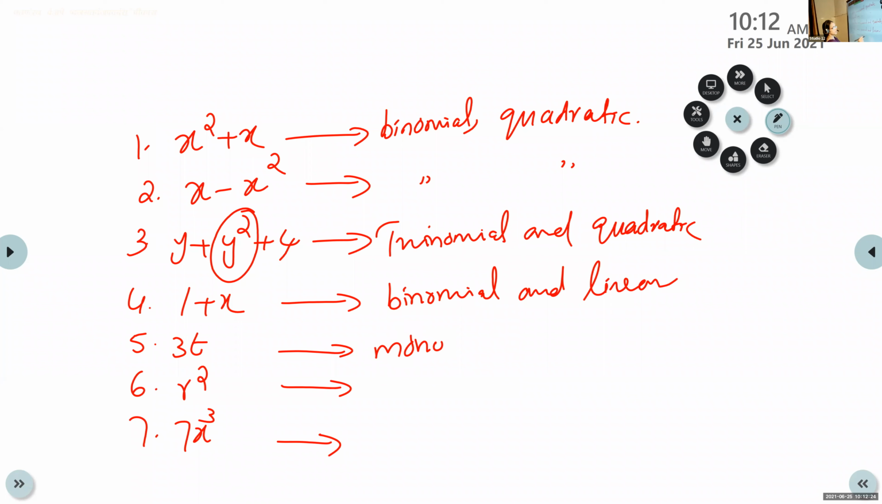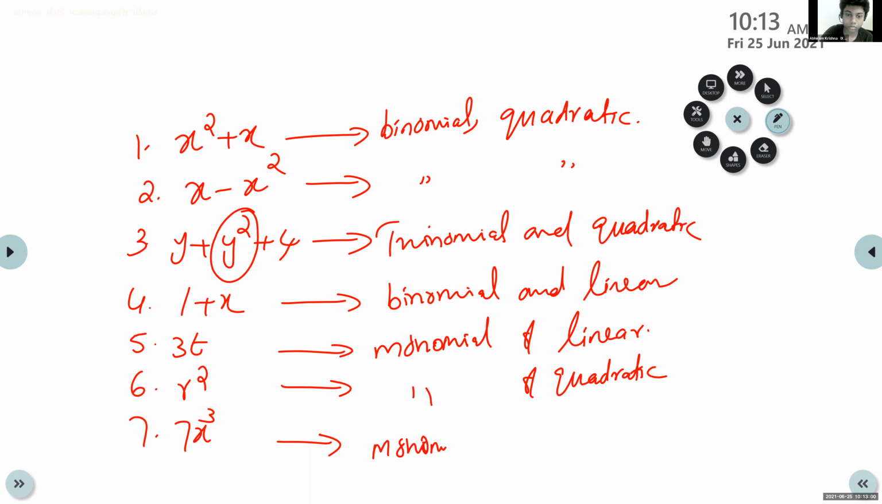Amaljit. Monomial and linear. Okay. Monomial and linear. Amaljit, next one. Quadratic and monomial. Monomial and quadratic. Monomial and quadratic. Last one. Cubic and monomial. Monomial and cubic polynomial. Monomial and cubic polynomial.